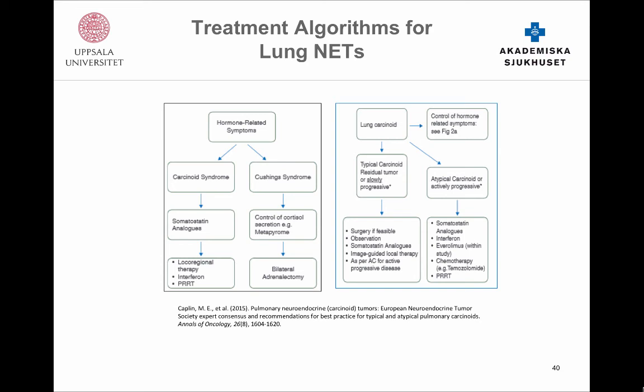So, if you have hormone-related symptoms, which occur in less than 10% of all typical and atypical neuroendocrine tumors, of course we had to look at the syndrome. If you have a carcinoid syndrome, you have somatostatin analog, of course, which is very important. And then you can do locoregional treatments. You can do embolization, radioembolizations, interferon, and PRRT.